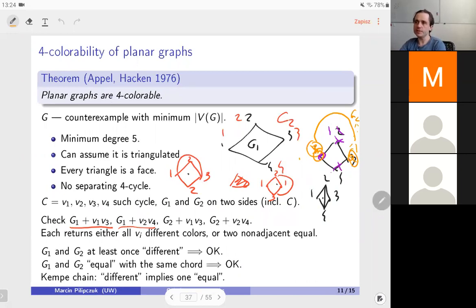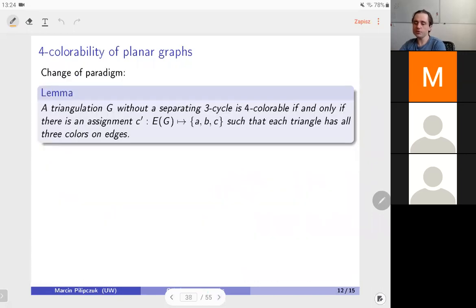So we change the paradigm a bit, and we will now be coloring edges. The observation is that we're using a lot of symmetries of these colors 1, 2, 3, 4, and we want to somehow embed some of the symmetry in the problem so that there are fewer cases to use.